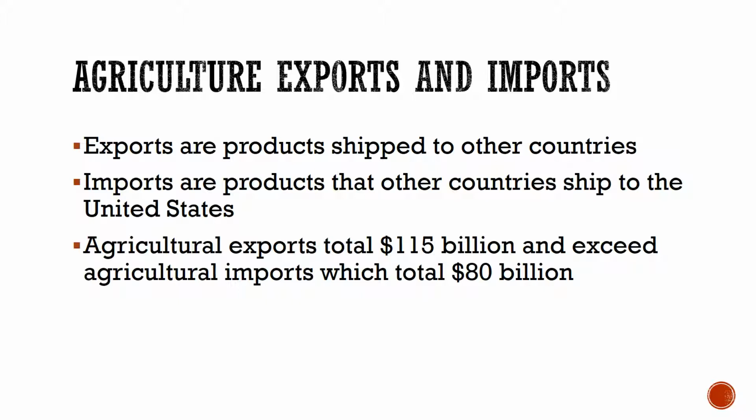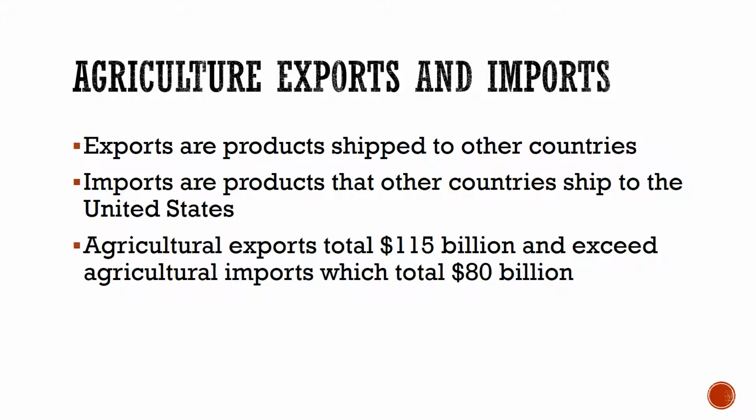A lot of people get confused between imports and exports and what that entails, so I just want to go over that a little bit. Exports are the products that we ship to different countries around the world. We are a huge grower of corn and we export a lot of corn, so that's an example of that. Imports are what we bring into the United States.